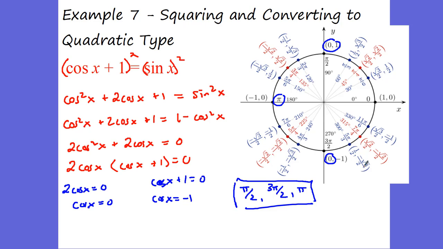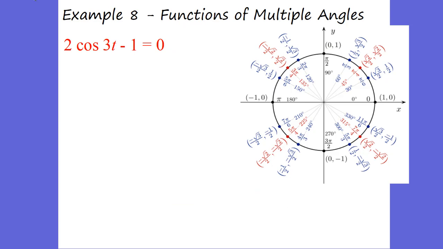And those all work. When I take each of these values, you want to plug it in the original function. Again, we could have an extraneous solution. If you do that at home, you'll see pi over 2 works. You can see pi works, but 3 pi over 2 does not work, which means it is an extraneous solution. So you always want to double check to see if your values work.